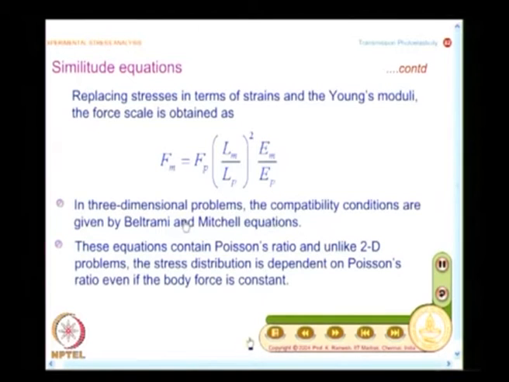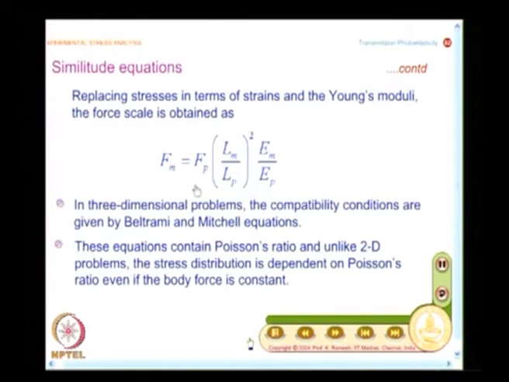And here again we will have to bring in a distinction. In 3-dimensional problems, the compatibility conditions are given by the Beltrami and Mitchell equations, and they are functions of Poisson's ratio. Unlike 2D problems, the stress distribution is dependent on Poisson's ratio even if the body force is constant. That is emphasized: even if the body force is constant, 3-dimensional problems are always difficult to handle. And what you find here is that by using this scale for finding out the force to act on the model, we maintain a certain kind of similarity on the strain levels.